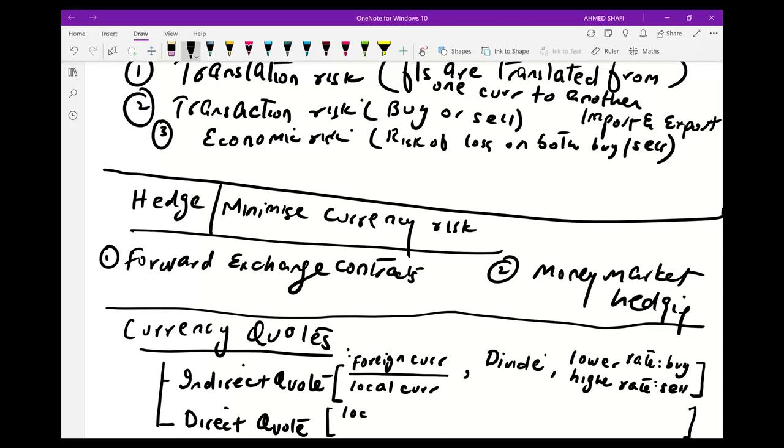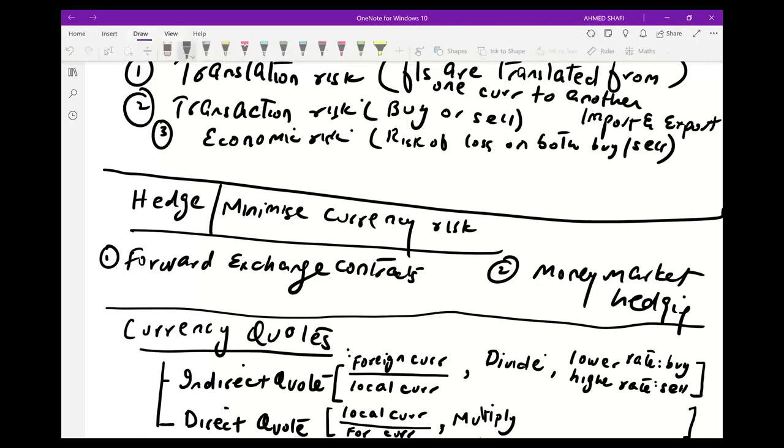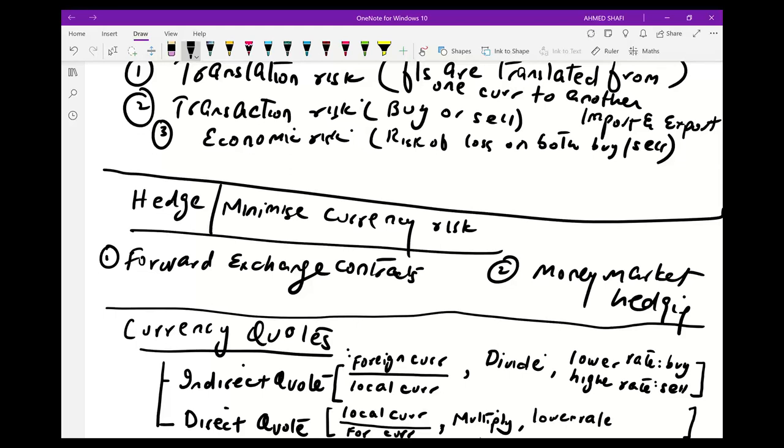Whereas in direct quote, we see that local currency comes in numerator, foreign currency comes in denominator. So whenever you are seeing in the question that the company's home currency is coming in numerator and foreign currency in denominator, that's a direct quote. Whenever you find a direct quote somewhere, you always multiply to convert. In indirect quote, we divide to convert, but in direct quote, we multiply to convert. Okay, and in direct quote, lower rate is the selling rate and the higher rate is the buying rate.